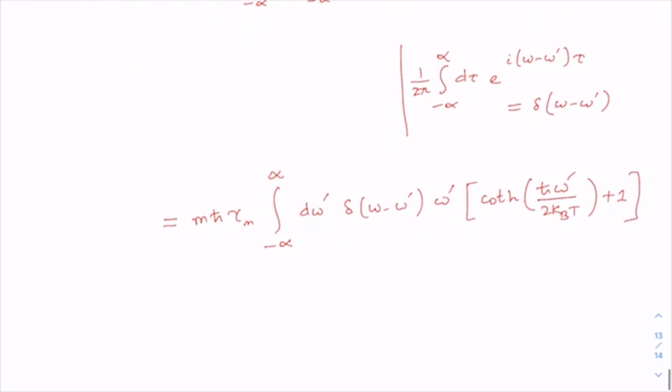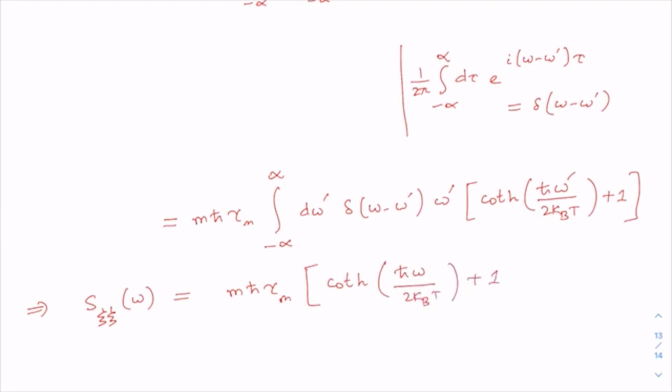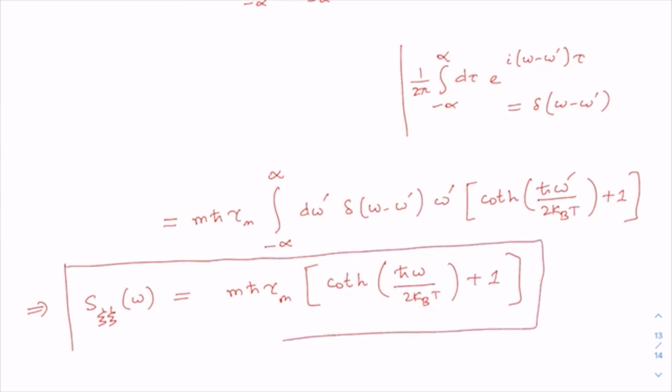Okay, now using the property of the Dirac delta function, I will get the spectral noise density for the quantum Langevin noise as m h cross gamma m coth of h cross omega divided by 2 kB T, plus 1. Okay, so this is what we obtain.